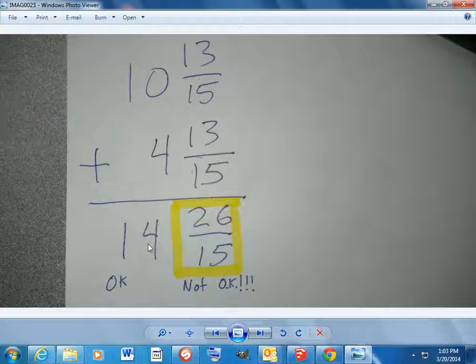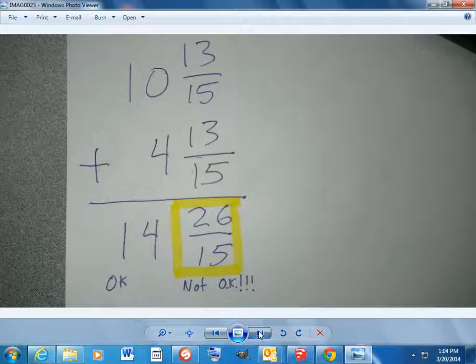I have to also tell you, 14 and 26/15 is not technically a wrong answer. It's just not simplified and finished. We need to learn how to finish the problems. Let's go over here, and to teach you this, I need you to first understand something and recognize this. What I'm going to use for this example is chocolate bars.